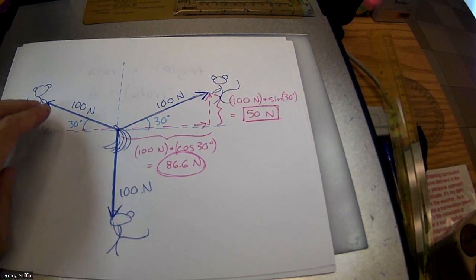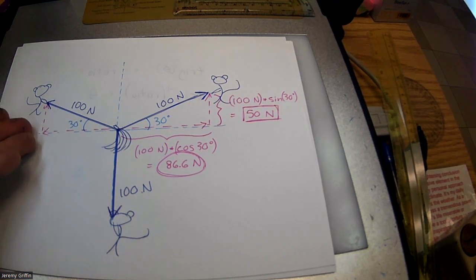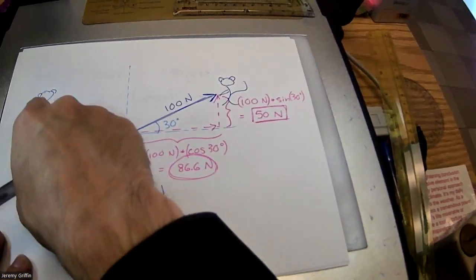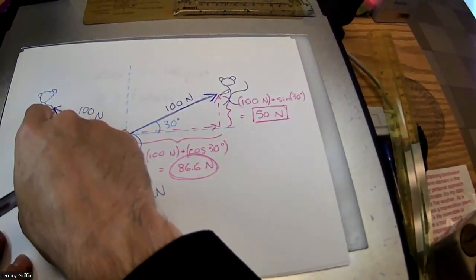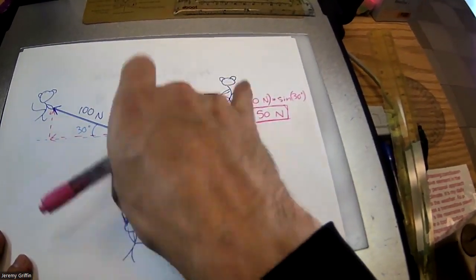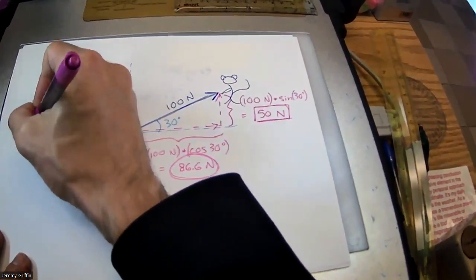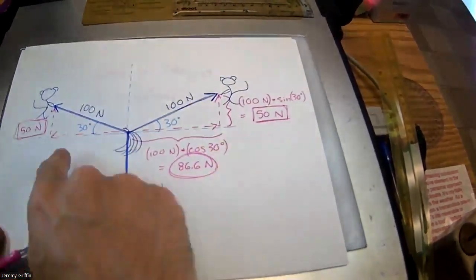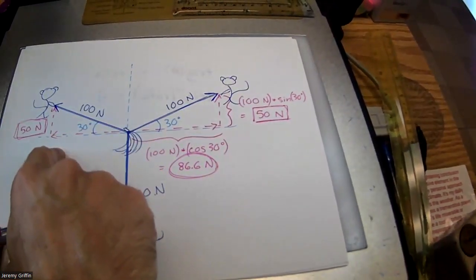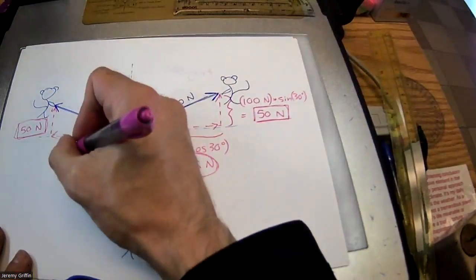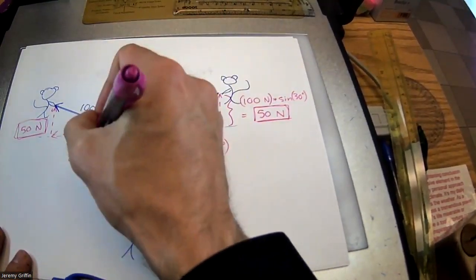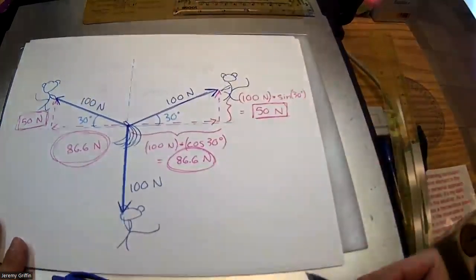Well, it's the same geometry, it's just to the left, right? You do the same equations all over and over again. How much up strictly? I think it's also 50 newtons. Yeah, so I'm going to label this guy 50 newtons. And how much to the left strictly? What do you guys think? 86.6 newtons. There you go.